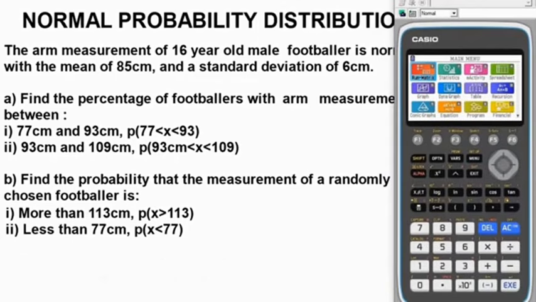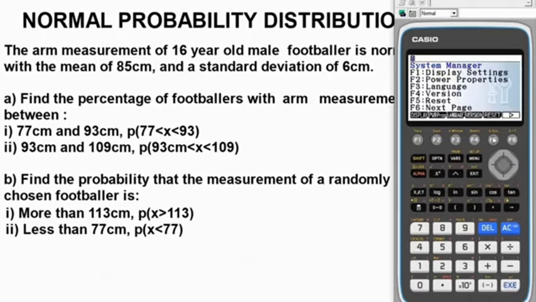So this is the Casio FX-CG50 graphing scientific calculator. The very first thing you have to do is reset it. The essence of resetting it is to wipe out whatever previous values you might have stored on it. To quickly reset it, all you have to do is navigate to system using this navigation button. When you get there, press execute. Then press F5 for reset, then F6 for next page.